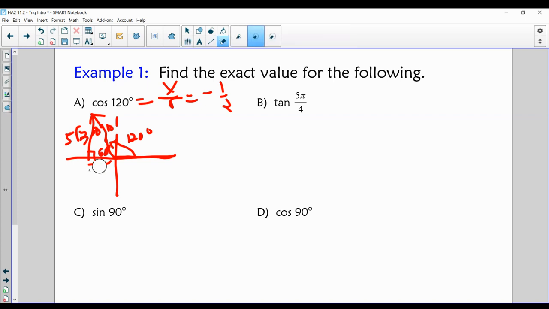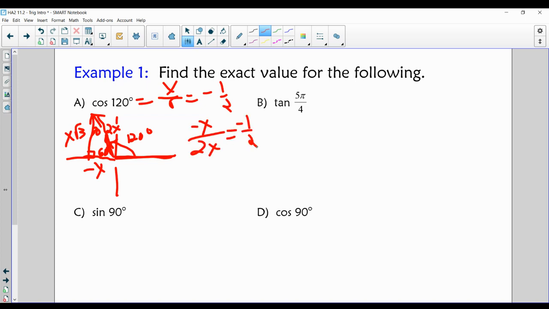What if instead I called it x? So this side would be x, this side would be x square root of 3, this side would be 2x. x over r would be x over 2x, and, oh, I'm sorry, that would be negative x because it goes to the left. Negative x over 2x would still be negative 1/2. So any one of those that you would do would be negative 1/2. All right, let's do the next one.